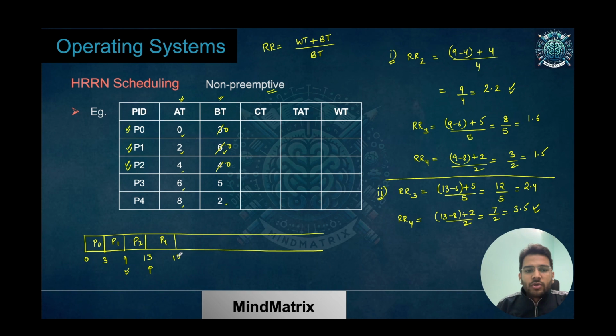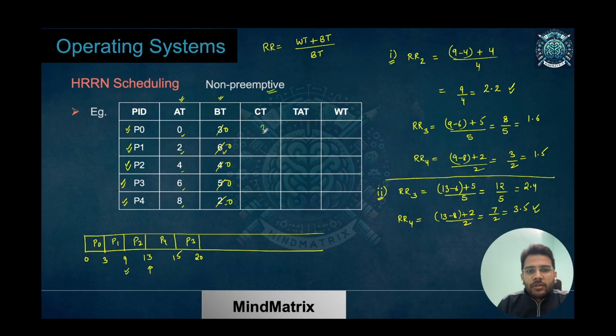So 13 plus 2 is going to be 15. We can make it 0. P4 has completed its execution. And now we have just only one process present in the ready queue, so no need to find the response ratio. We can clearly schedule that process now, P3, till its completion. So 15 plus 5, it is going to be 20. We can make it 0, and P3 has also completed its execution. Clear?